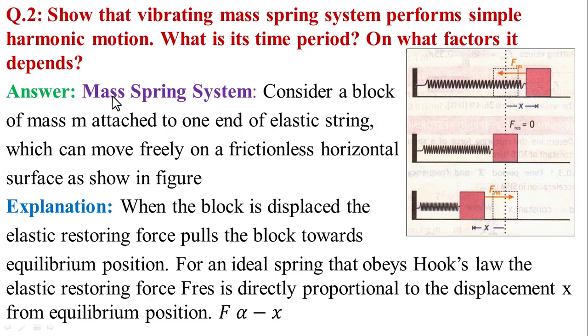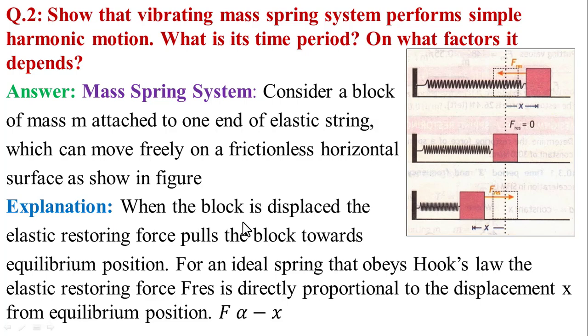Now write the answer. Mass spring system. Consider a block of mass M attached to one end of an elastic spring, which can move freely on a frictionless horizontal surface, as shown in this figure, and we can explain it.